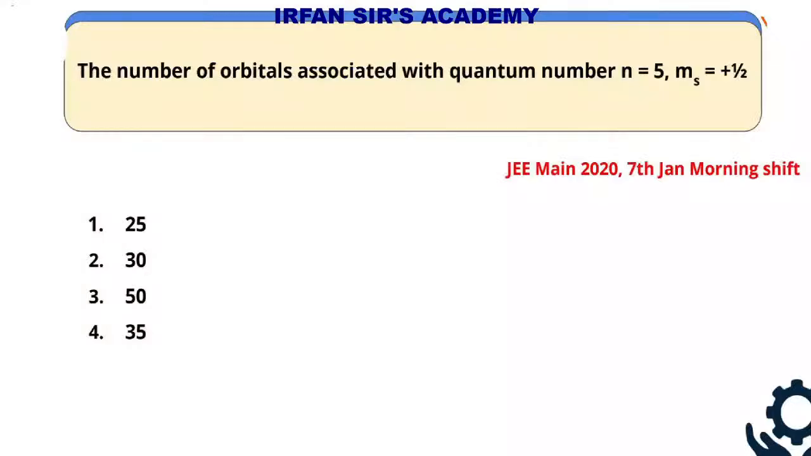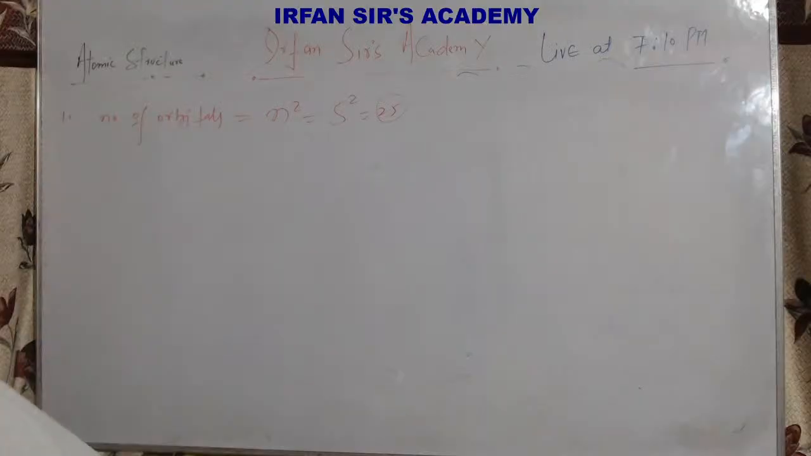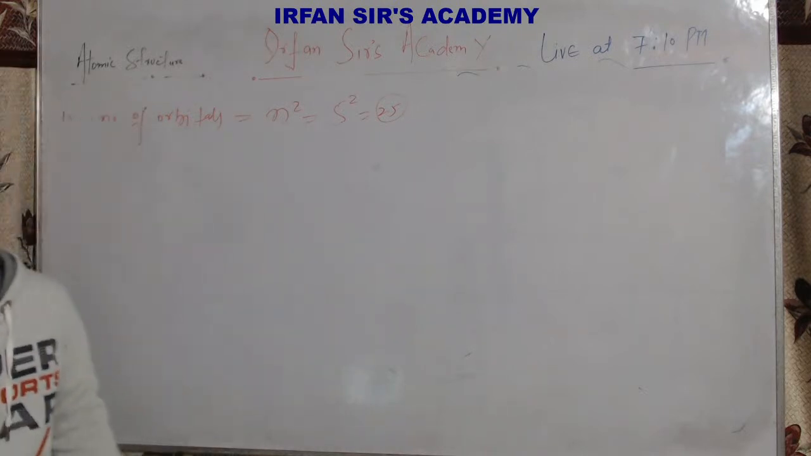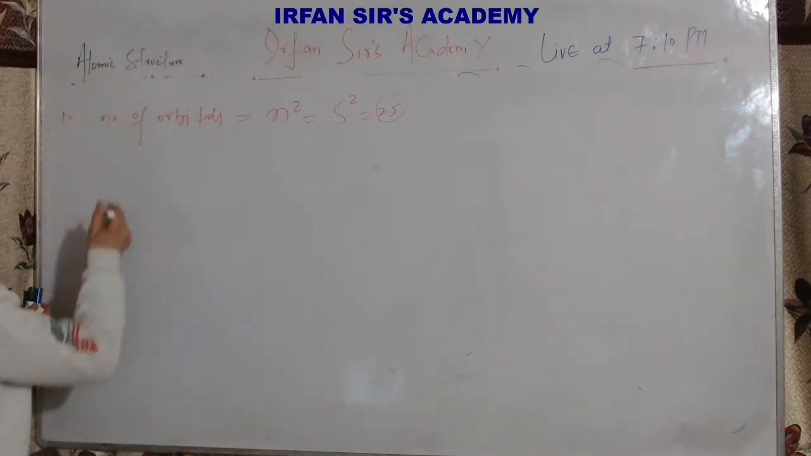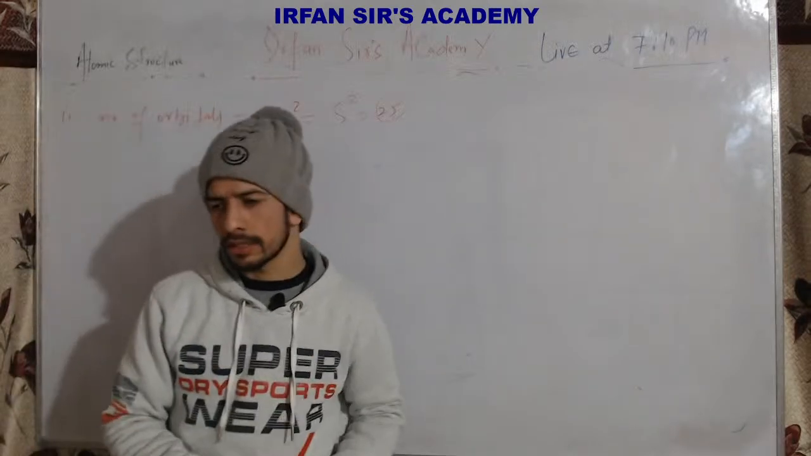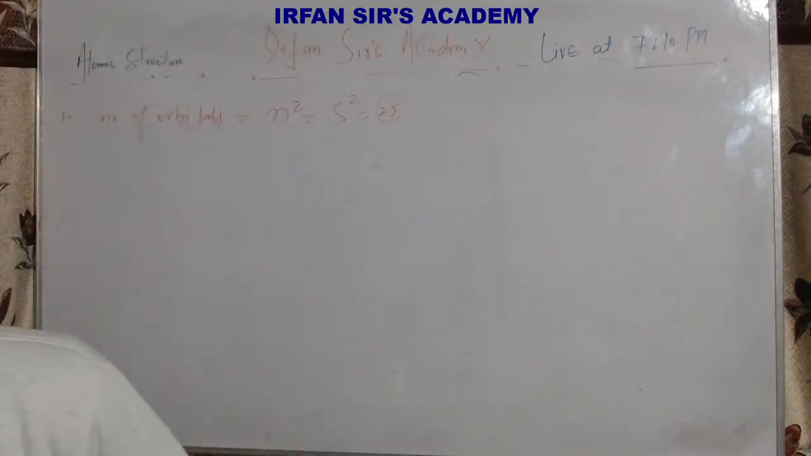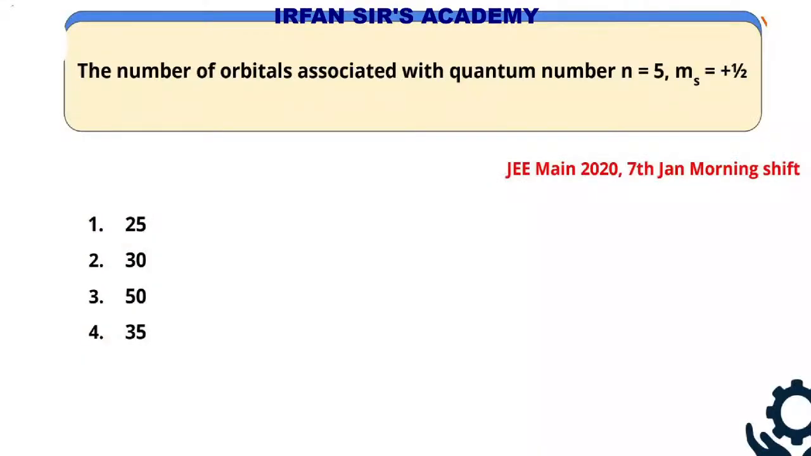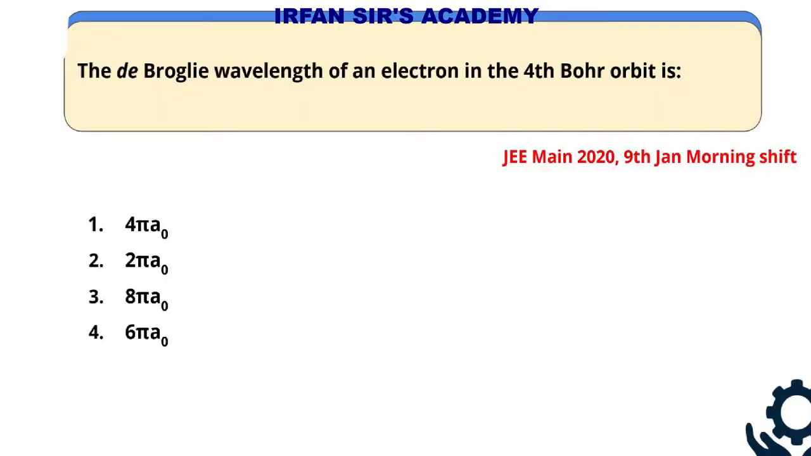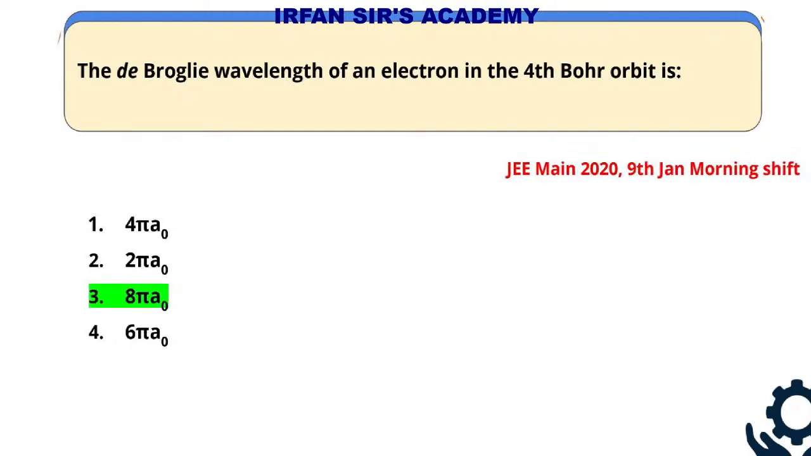Next question for you. I hope everyone understands. Yes, right answer, 25. Everyone understands that the number of orbitals is nothing but n squared, the value of the principal quantum number squared. The next question for you. What is the value of this? Can you tell me what's the value of this?